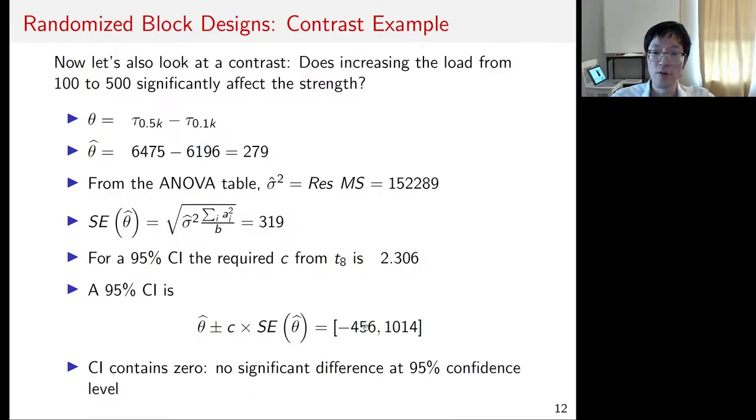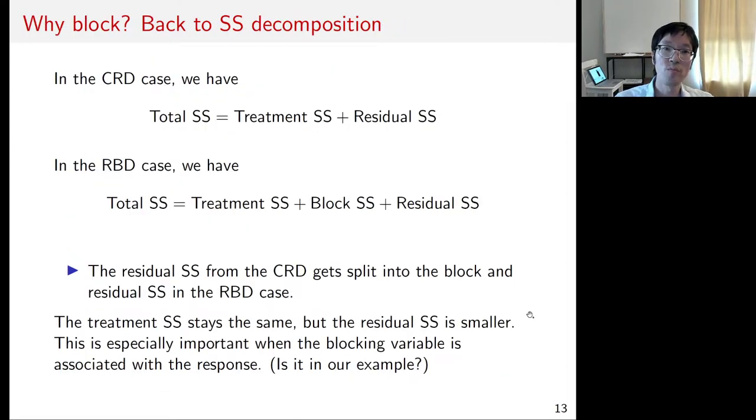You see the confidence interval in this case is quite wide. It does not contain zero, and so we conclude there is a significant difference between 100 load and 500 load. That's just a quick recap of contrasts in this case.